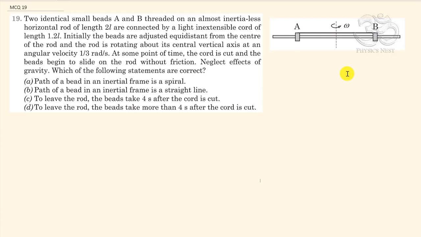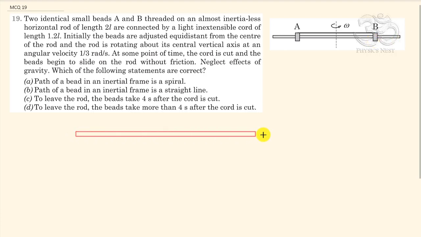Now at some moment the cord is cut. Once the cord is cut, B will start sliding outwards on the rod and A will also start sliding outwards on the rod, and they are asking us to find out which of these options are correct, A, B, C, D. Two of them refer to the kind of path that the bead is going to take, and two of them refer to the amount of time that the bead is going to take to go from its initial location towards the end of the rod.